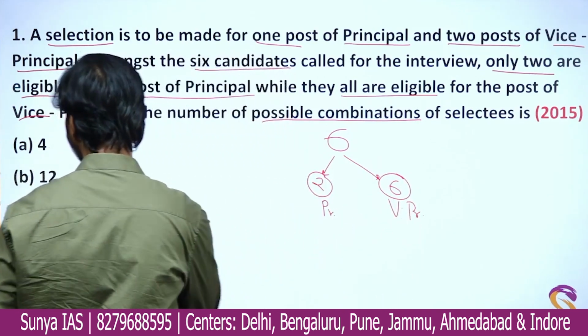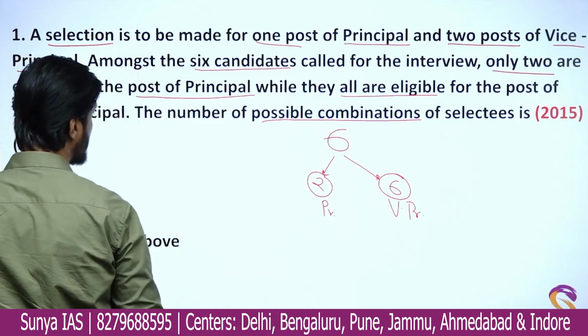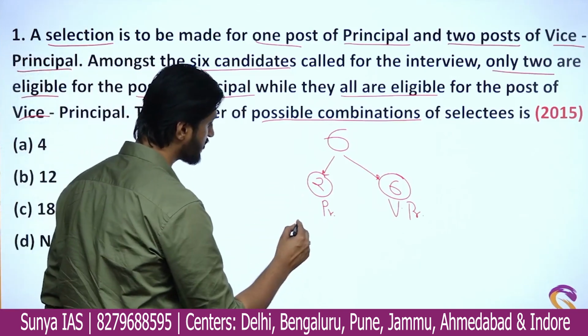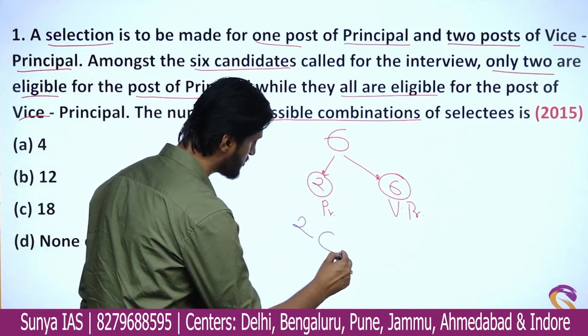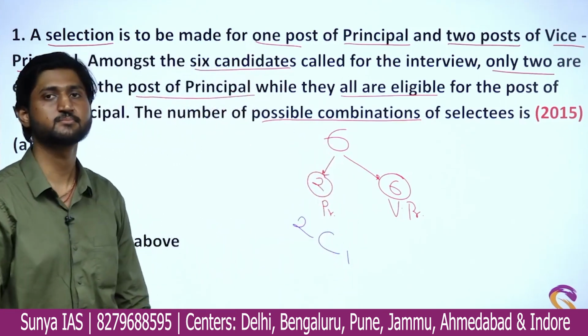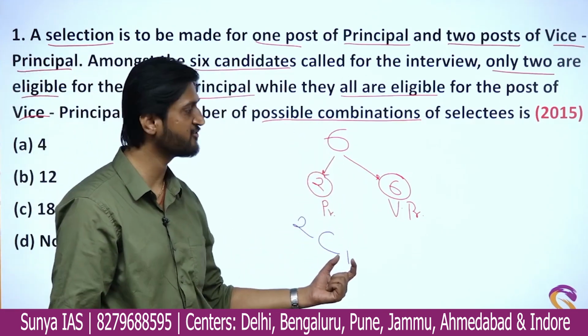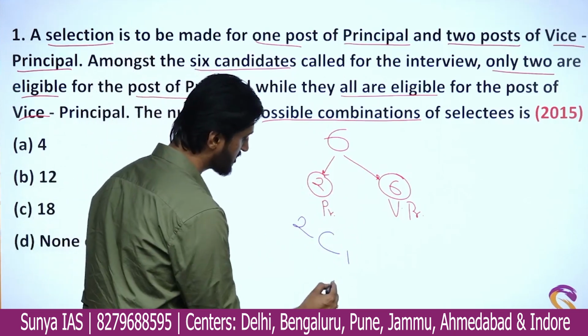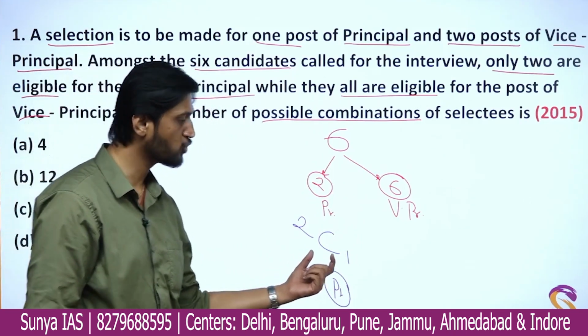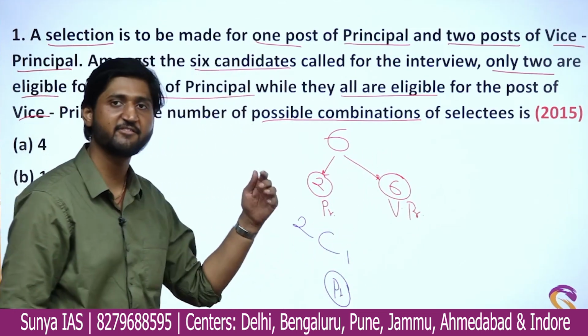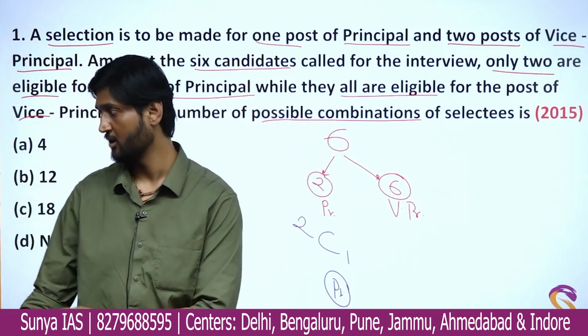So let me just write that down mathematically. So we have two people to choose from in the case of a principal. So out of two people I am choosing one person, right? Now I have chosen that one person for the post of principal. So I am just writing PR so that you are clear. Now you have chosen one person among the 6, you are left with 5 people now.